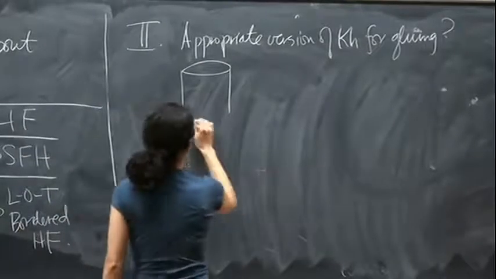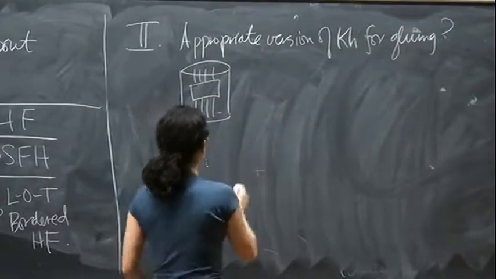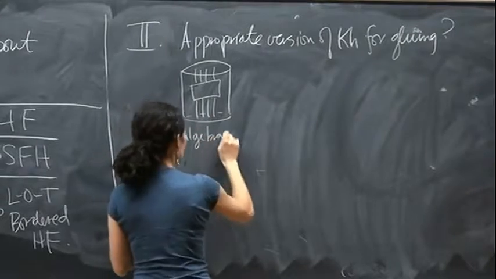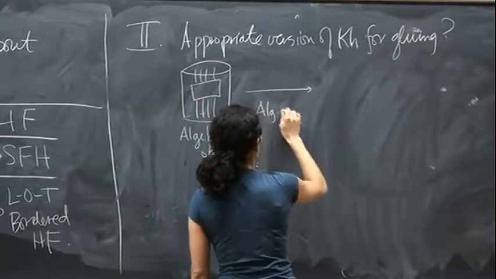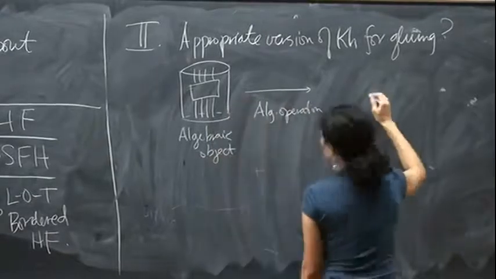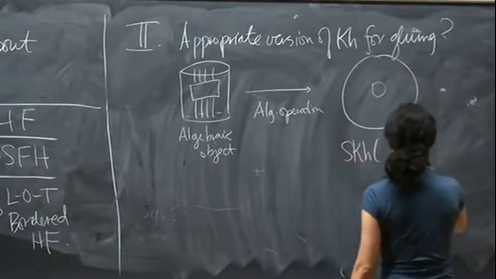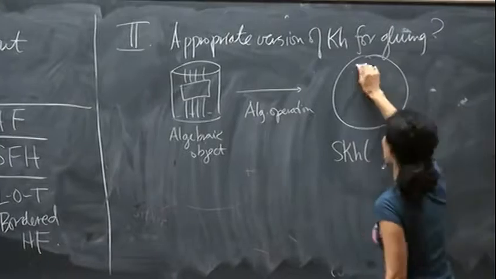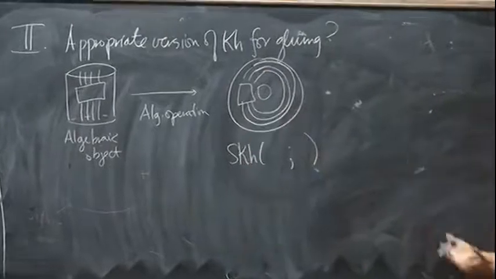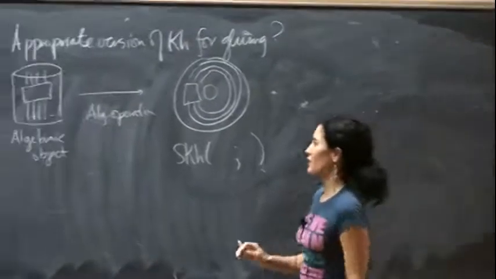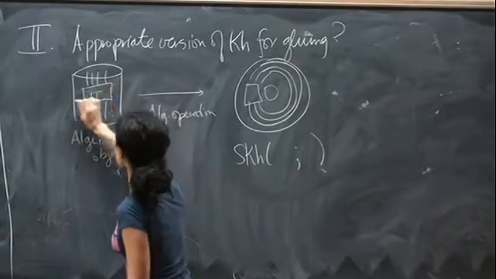So what I'd like to be able to do is to start with some balanced object like this in a disk cross I and associate to this some algebraic object. And say what kind of algebraic operation I need to perform in order to get the sutured Khovanov invariant of the closure of the object. I'm going to leave some space here because I actually want to restrict even further. Doing gluing is much harder, so I'm going to start by talking not about all balanced tangles, but just braids.